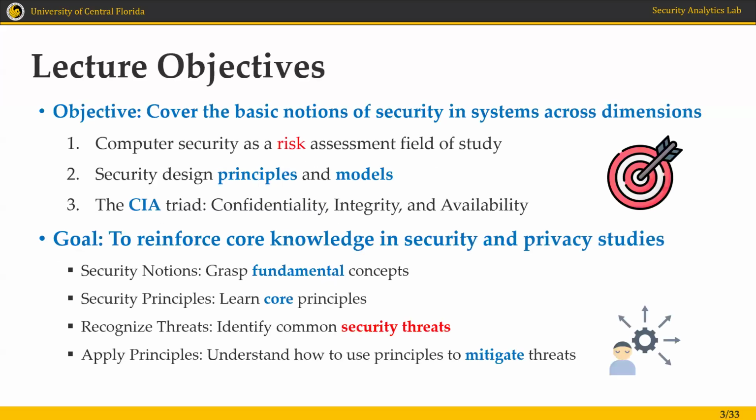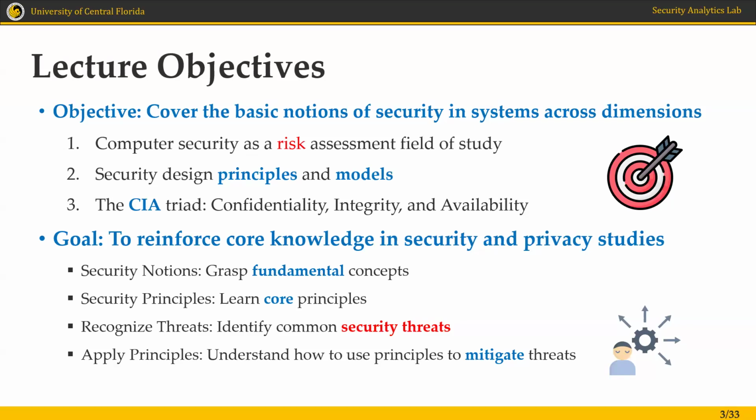Okay, so the objective is that we're going to cover the basic notions of security and systems across dimensions, which could be across multiple operating systems. We know that computer security itself is a risk assessment and a field of study. There's a dedicated field for computer security, with several classes and even jobs that you can explore after you graduate.